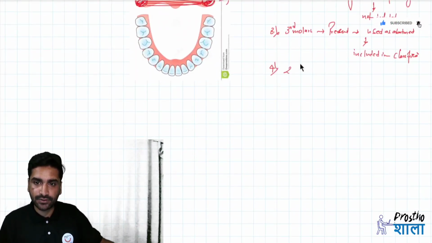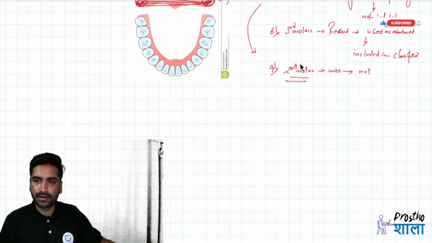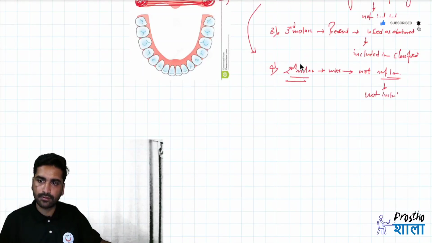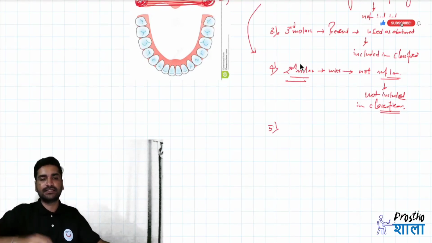Now the same goes for second molars, as it was for third molars. Rule number 4: if the second molar is missing and not replaced, then it is not included in the classification. Very easy. Rule number 5: the posterior-most edentulous area determines the classification.